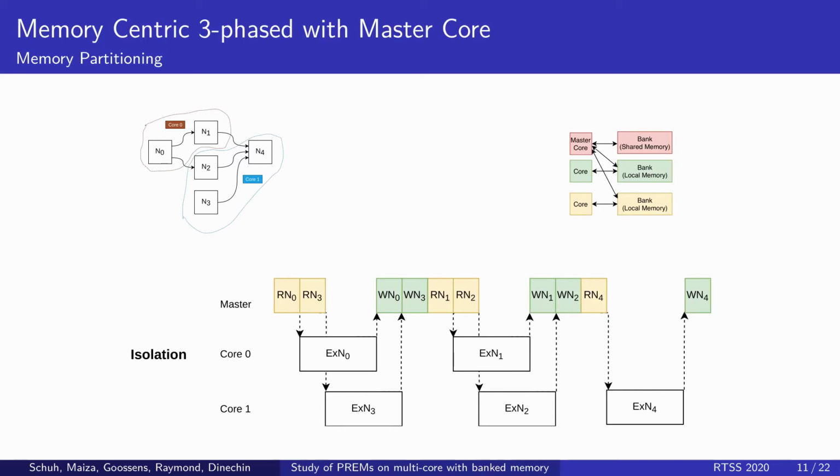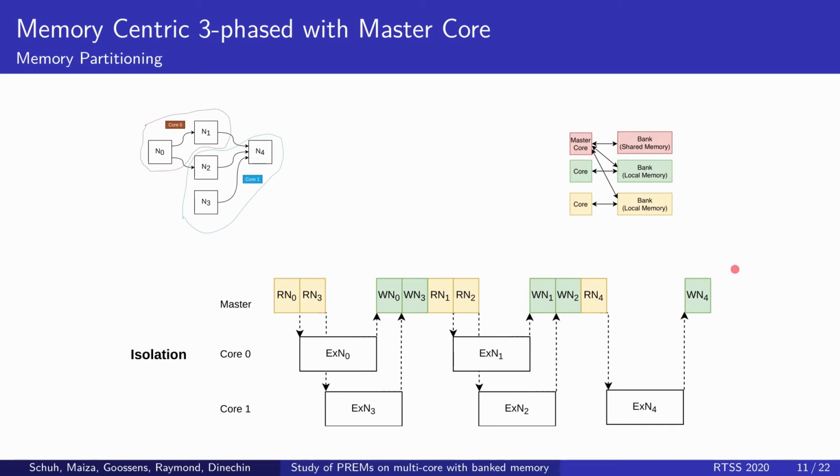And now for the memory-centric three-phase, as I've said, we have a master core that serializes all the memory accesses on this global shared banked memory. So interference is not possible. And we can see here in the isolation schedule that all the memory phases run on this master core and they run in isolation.